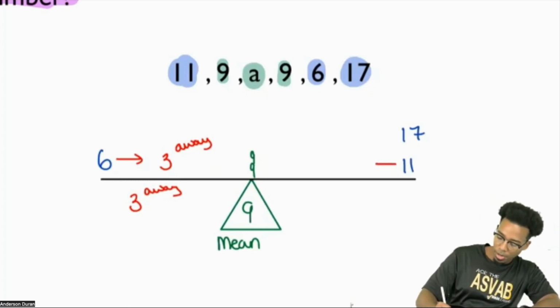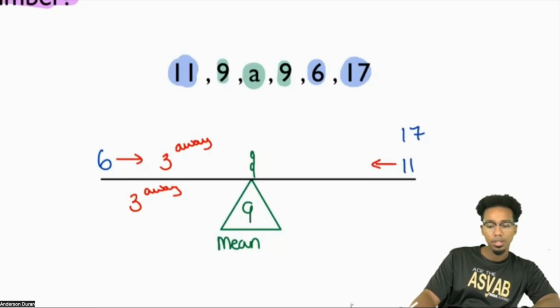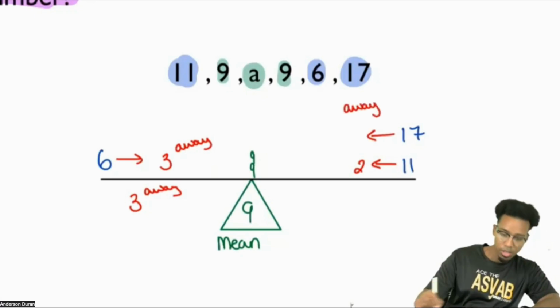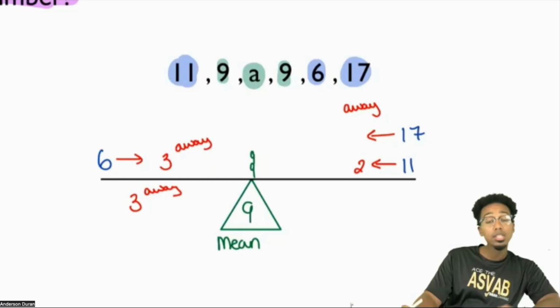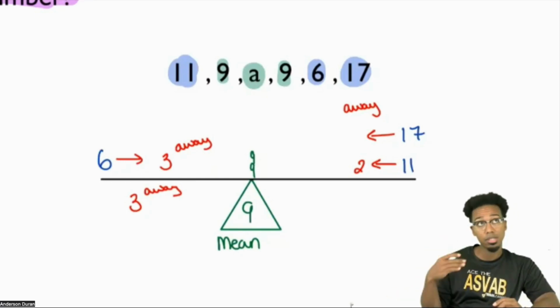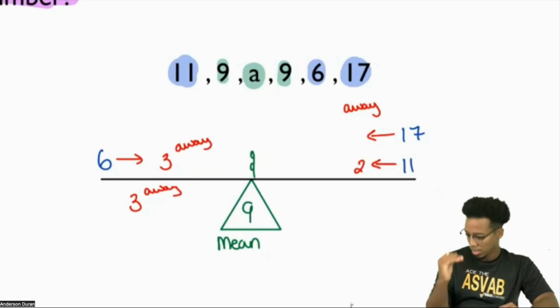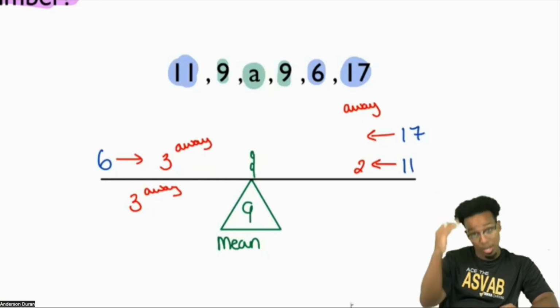Everybody, how far is 11 from 9? 11 is 2 away from 9. How far is 17? 17 is 8 away from 9 because 17 minus 9, that's going to be 8. 17 down to 10 is 7. Take away another 1, that's 8. So you can take away a total of 8.